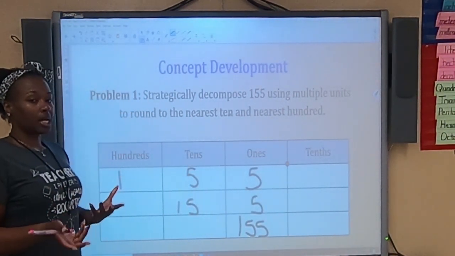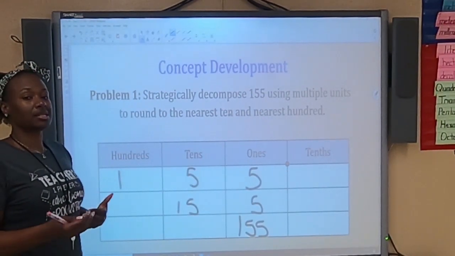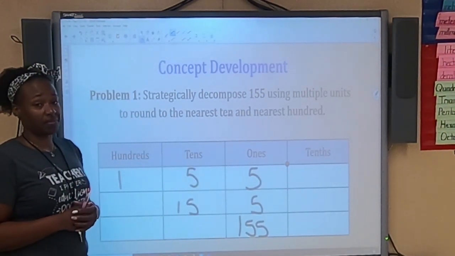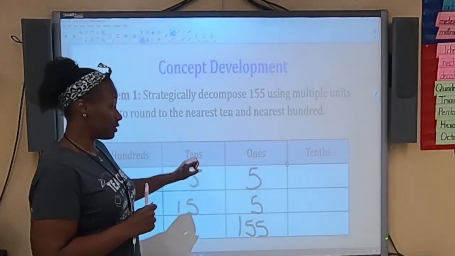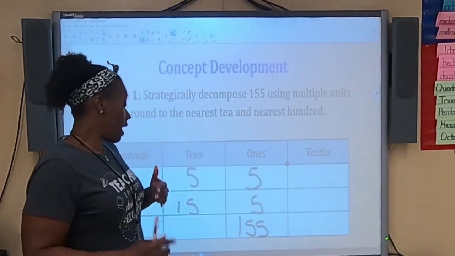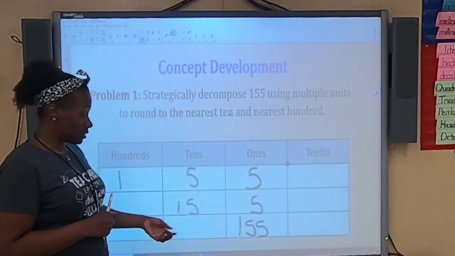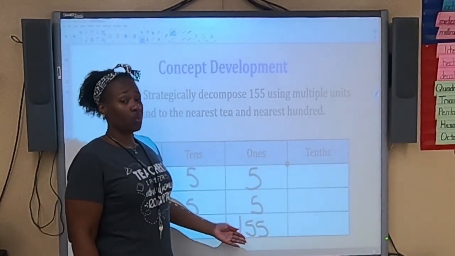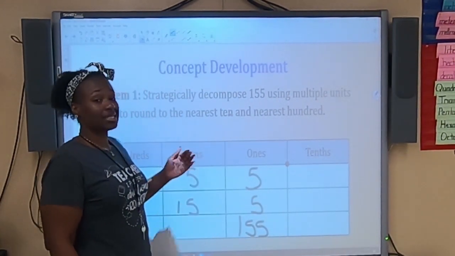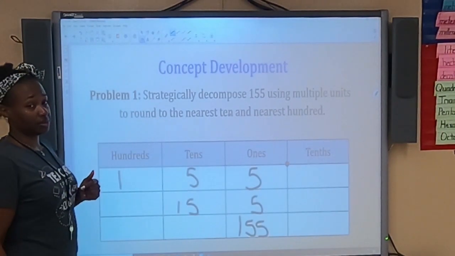If you think about money, it's just different ways to make the same amount. If I have $155, I could have one $100 bill, 5 $10 bills, 5 $1 bills. Or I could have 15 $10 bills, 5 $1 bills. Or I could have 155 $1 bills. Either way, I still have $155.